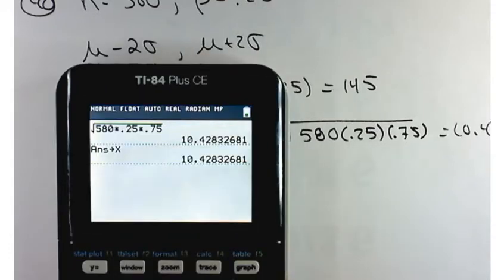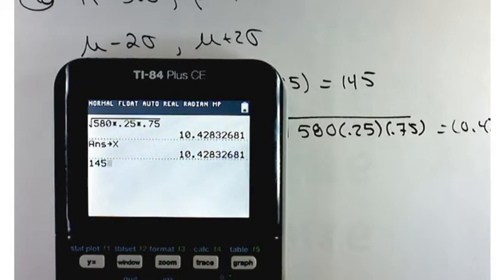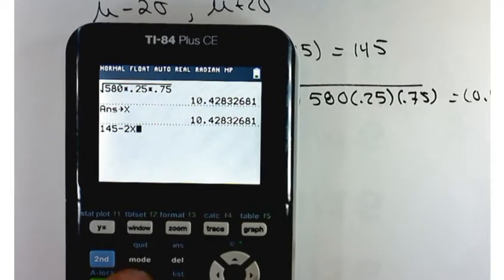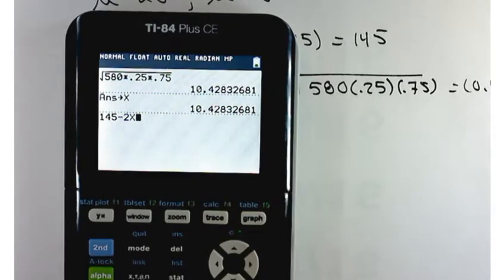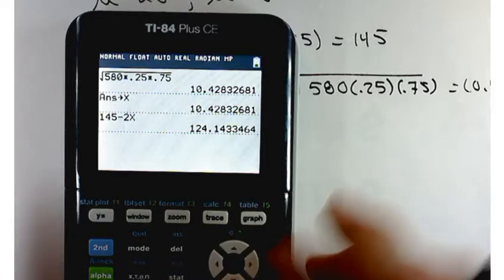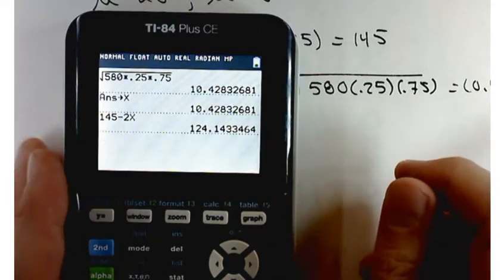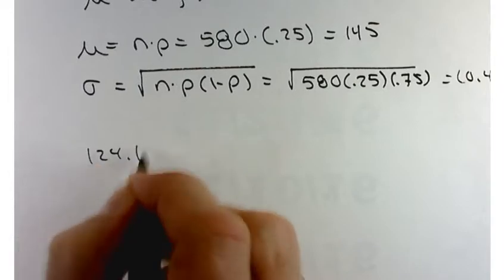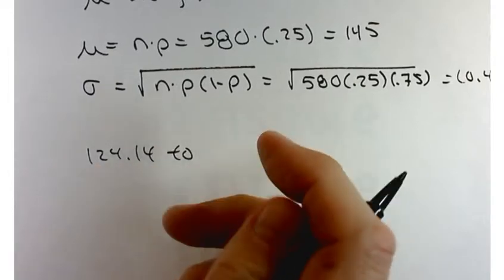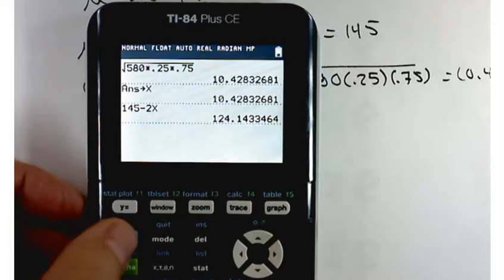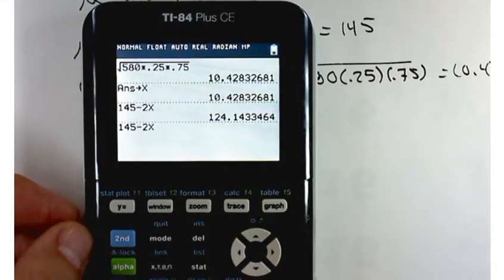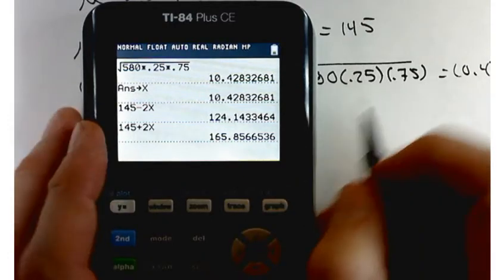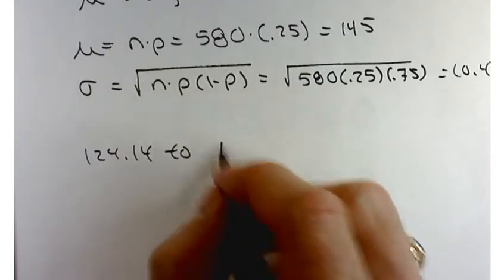So that's going to be 145 minus 2, and now I can just hit the X key. Minus 2x gives me 124.14. And I'll do that again for the plus case: 145 plus 2x. So 165.85.